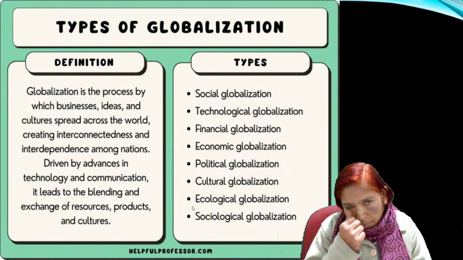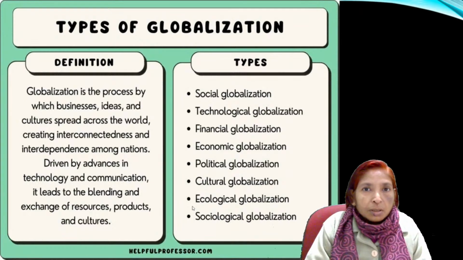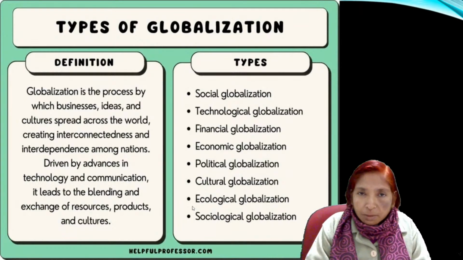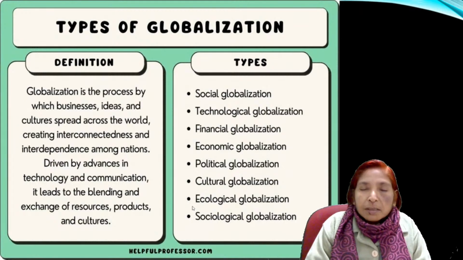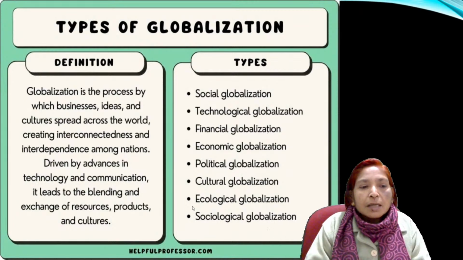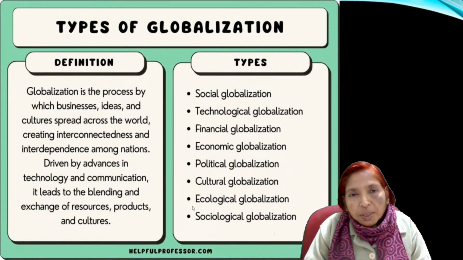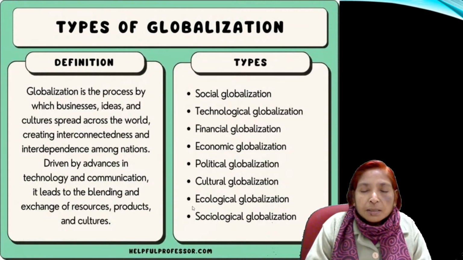So globalization means an integral relationship with the rest of the world, in which we not only allow trade of goods and services. It is the process by which businesses, ideas, and culture spread across the world, creating interconnectedness and interdependence among nations. And there are different types of globalization. How many types? We can talk about different types of globalization.